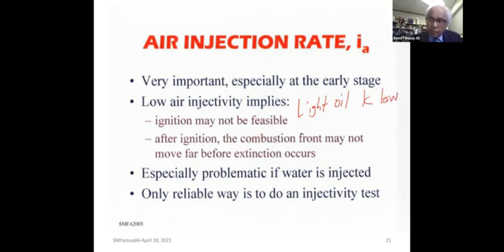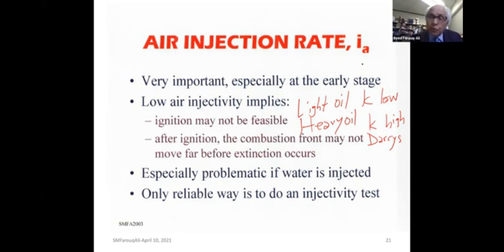In the case of most of the heavy, not always, but in most of the heavy oils, the permeability is high. K is high. And here you're talking about darcies. The permeability is of the order of darcies. 2 darcies, 3 darcies, typically in California, 3 darcies. So air injection rate is high.